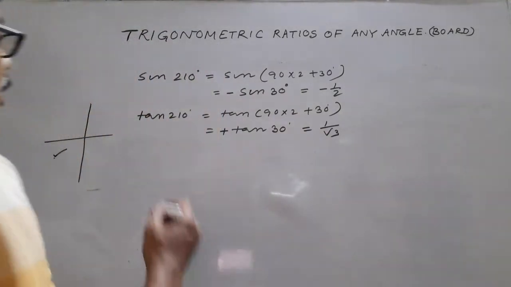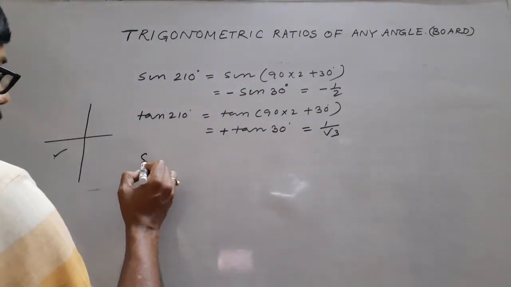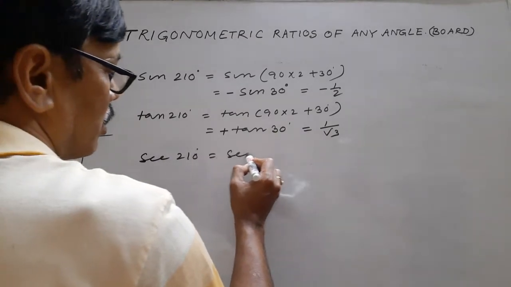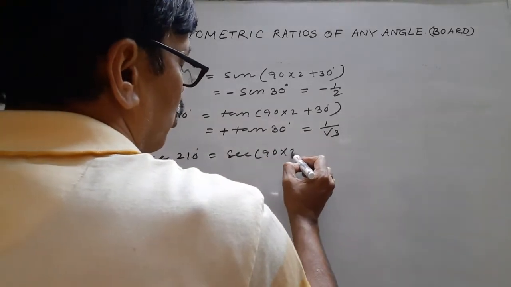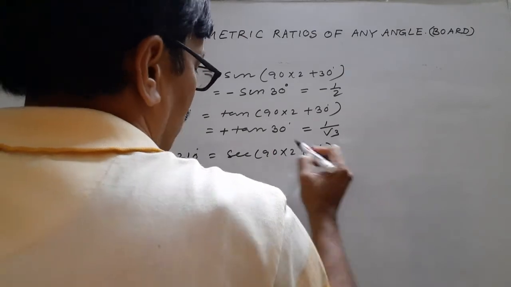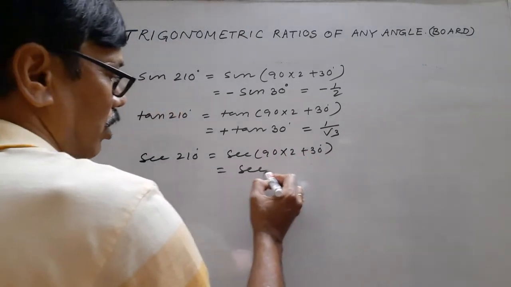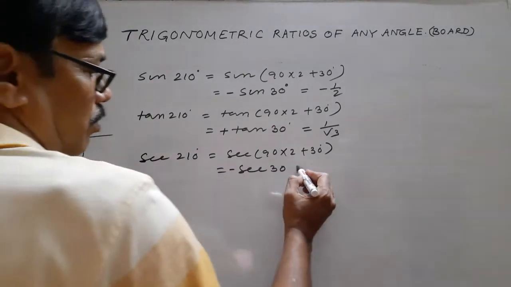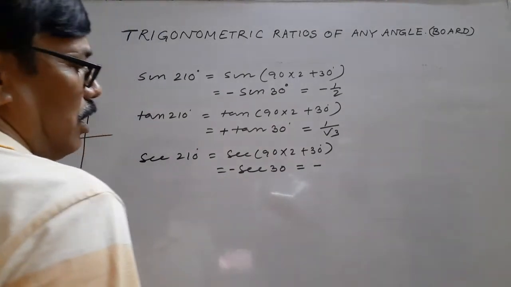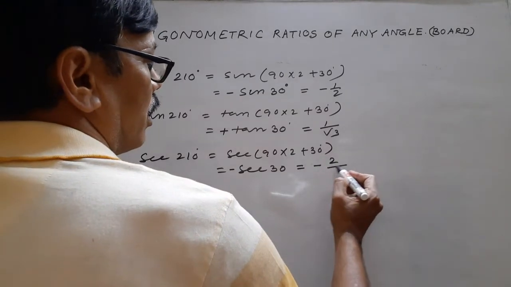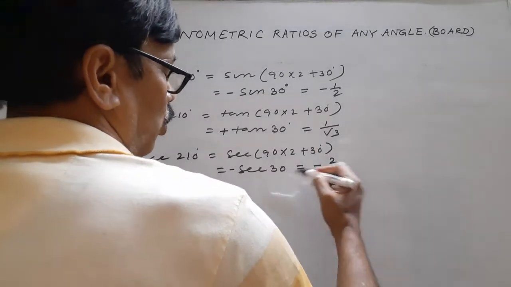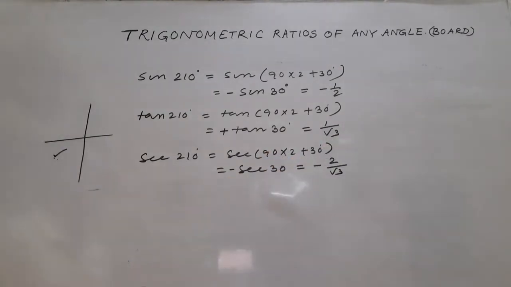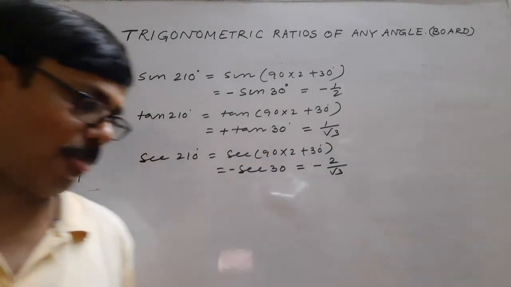Now, if we take this as sec 210, sec 90 into 2 plus 30. So sec 30. In the third quadrant, it is negative. So minus 2 by root 3. Cos 60 is root 3 by 2, this is minus root 3 by 2.